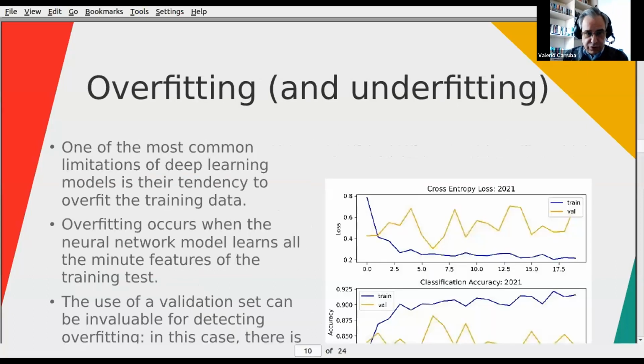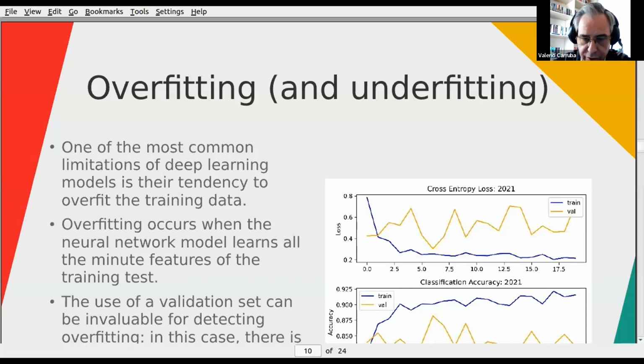One of the most common limitations of deep learning models is their tendency to overfit the training data. Overfitting occurs when the neural network model learns all the minute features of the training set. So you can use a validation set for detecting overfitting. You can see here a case where overfitting is happening. While the performance for the training set, which is the blue curve, is very good, when you apply the model to a validation set, a separate set, the performance is not so stellar. And that's because essentially we have a problem of overfitting.